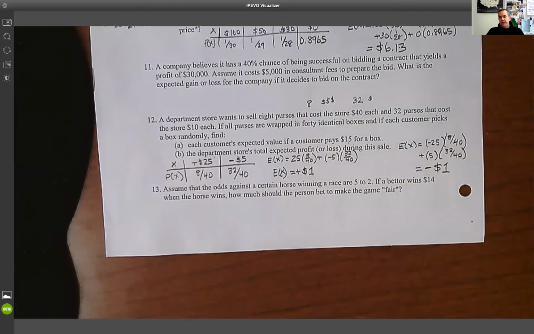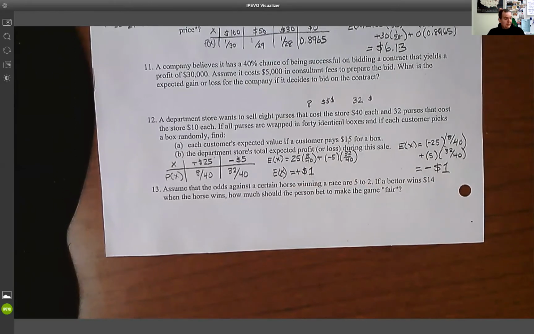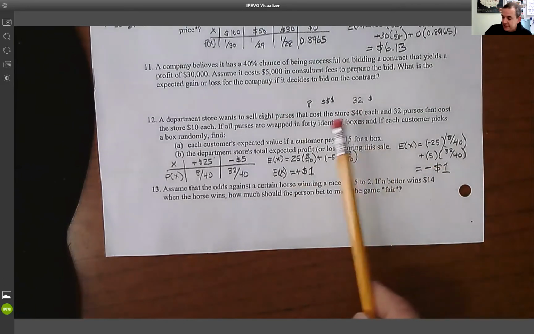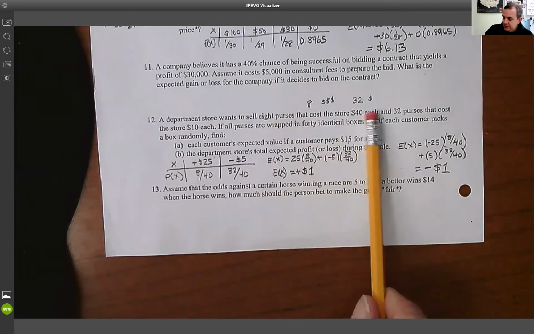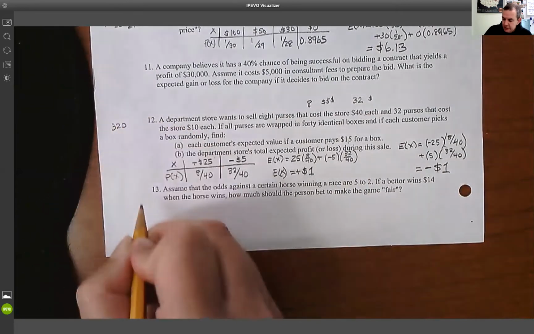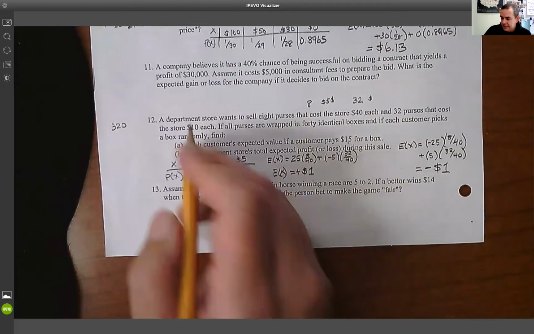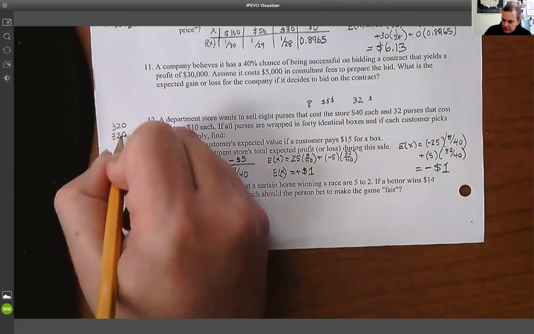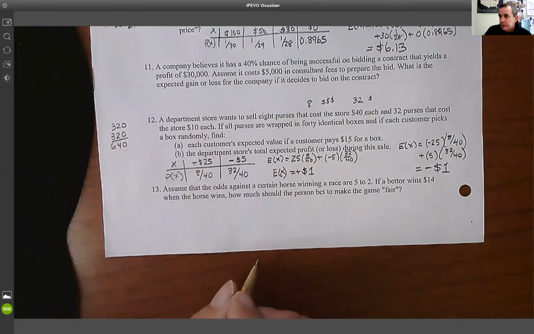In essence, if a department store came up with this deal, whoever came up with this deal should probably be fired, because they basically made a deal where they're losing money in the long run. And if you do the math, if you bought 8 purses for the store at $40 each, you spent $320 on the expensive purses. If you bought 32 purses at $10 each, you spent $320 on the cheap purses. You spent $640 on purses.